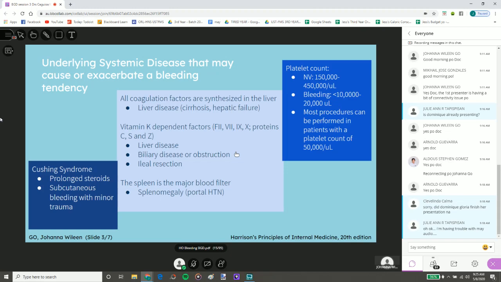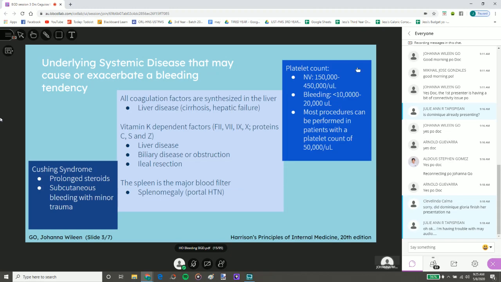We also know that the spleen is the major blood filter of the body. So any disease that would cause splenomegaly, such as, for example, portal hypertension, would lead to thrombocytopenia and as a result, an increase in bleeding tendencies.